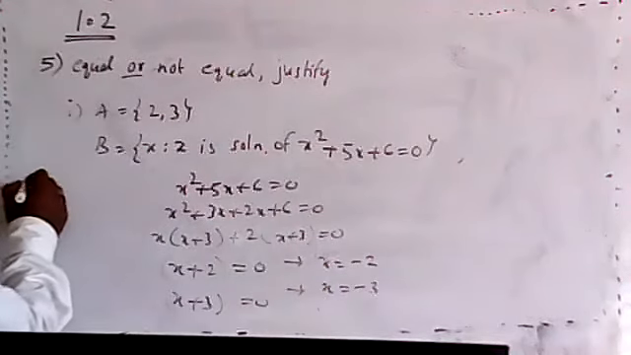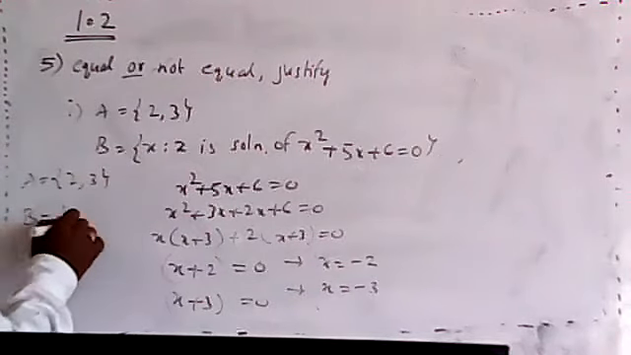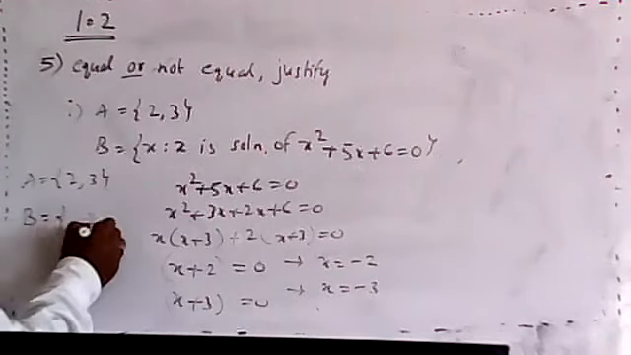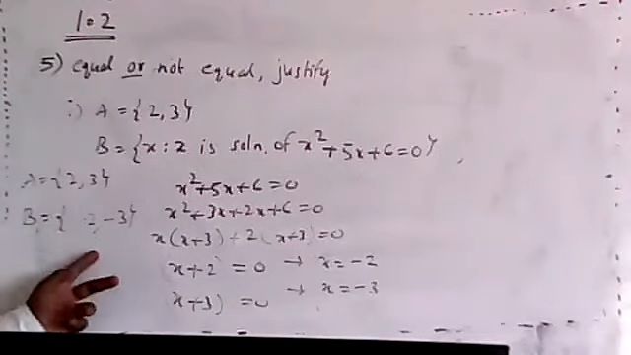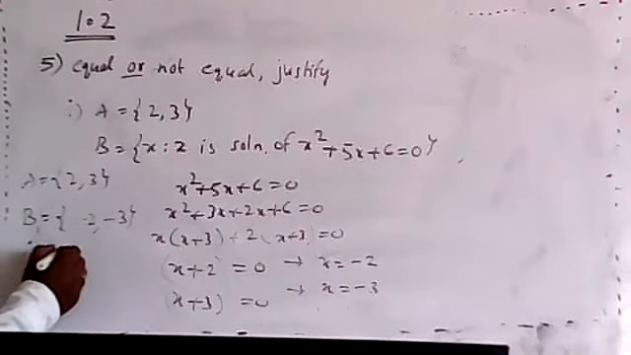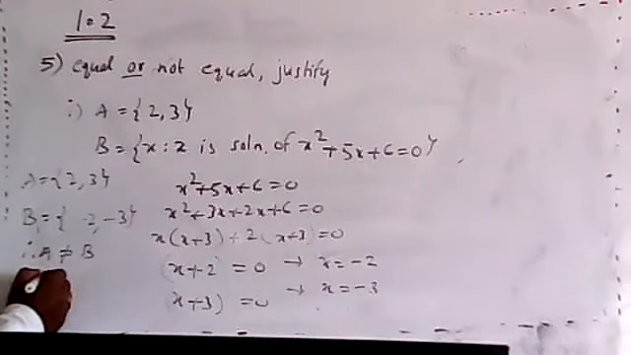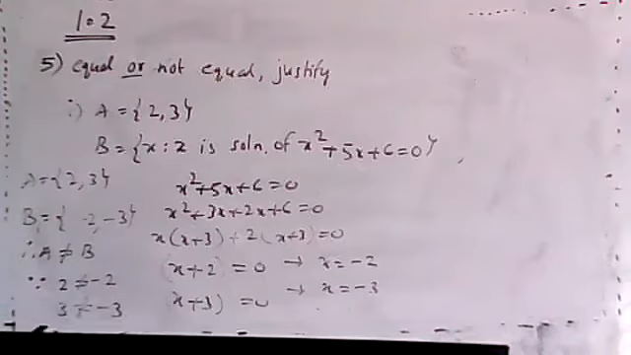So A is 2, 3. But B is -2, -3. Here also two elements, here also two elements, equivalent but not equal. Therefore, A is not equal to B. Reason I can write: 2 is not equal to -2, 3 is not equal to -3. They are asking to give reason. We have given reasons, right? Okay.